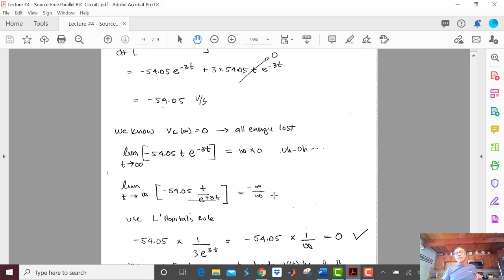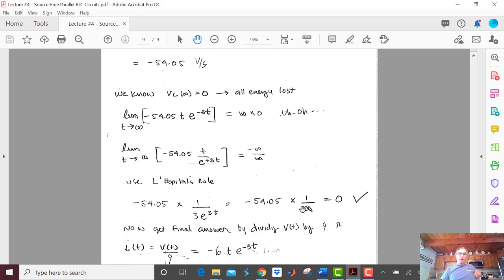And right now, it's going to save us because we have infinity over infinity, and we need to know the limit. So we take the derivative of the top with respect to t, and we just get a 1. We take the derivative of the bottom with respect to t, and we get 3e to the 3t. And we substitute in t equals infinity, and we get 0. And remember, 0 is what the circuit was telling us.